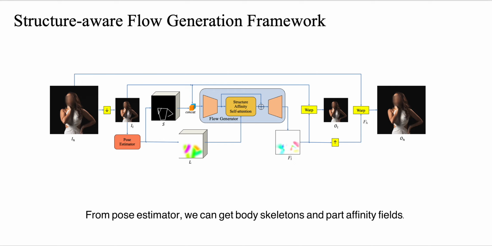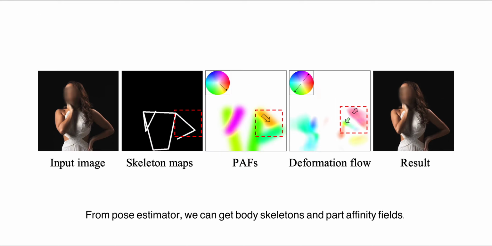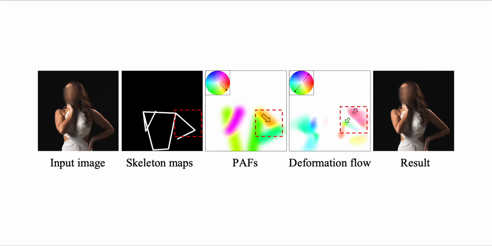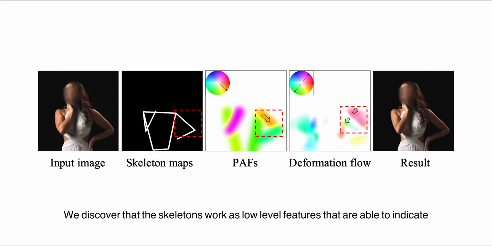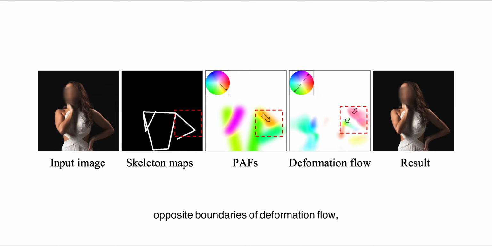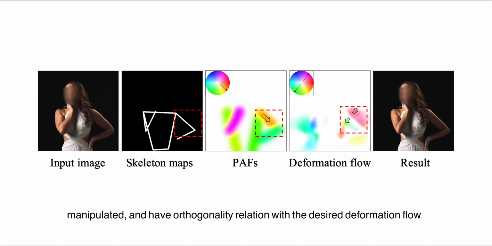From a pose estimator, we can get body skeletons and part affinity fields. We discover that the skeletons work as low-level features that are able to indicate opposite boundaries of deformation flow, while part affinity fields help to highlight where should be manipulated, and have an orthogonality relation with the desired deformation flow.